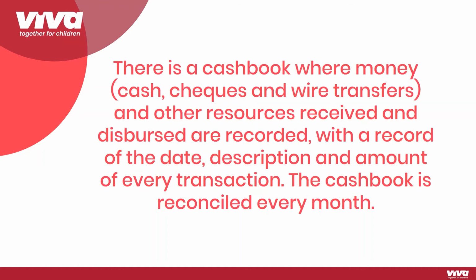The second standard is there is a cash book where money, cash, cheques and wire transfers and other resources received and disbursed are recorded, with a record of the date, description and amount of every transaction. The cash book is reconciled every month. A cash book could be either manual or computer-based.